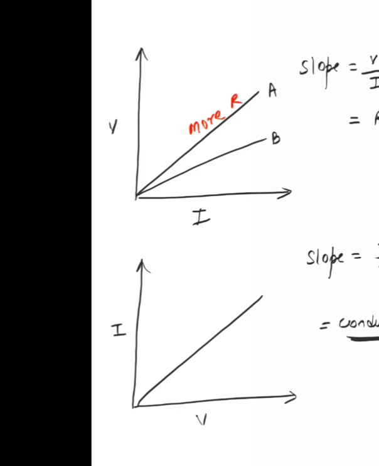Who's having more slope, A or B? A. So A is having more slope, so it will have more resistance also. Now answer me this one. Who will have more resistance here, A or B? B. Correct, B will have more resistance. You know why? Because less conductance means more resistance. It's inversely proportional this time. That's why.